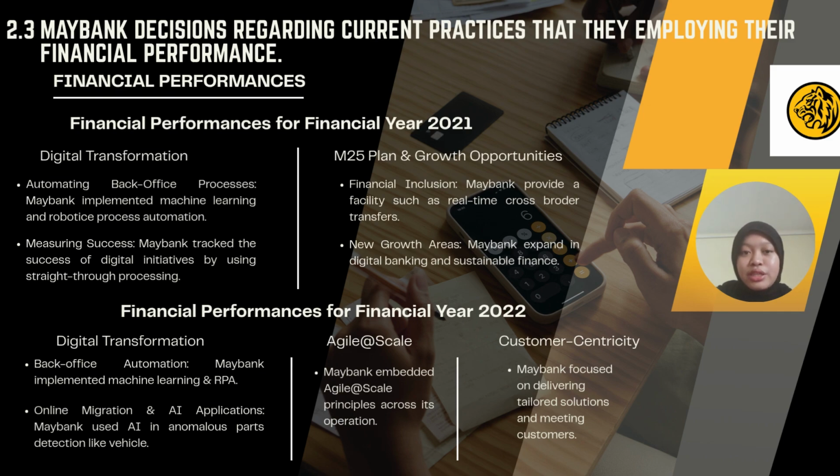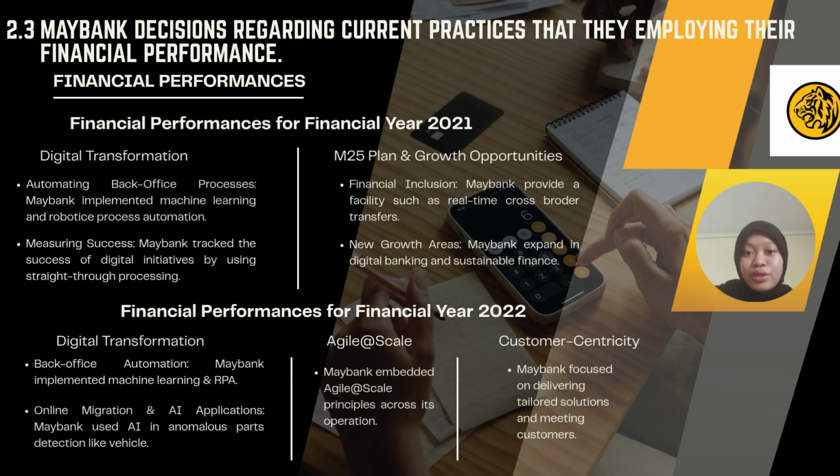First, digital transformation. Maybank leveraged machine learning and robotic process automation (RPA) to automate back-office functions such as credit application and remittance. To assess performance, the bank tracks straight-through processing rates and customer turnaround time, assessing the effectiveness of its digital initiatives.